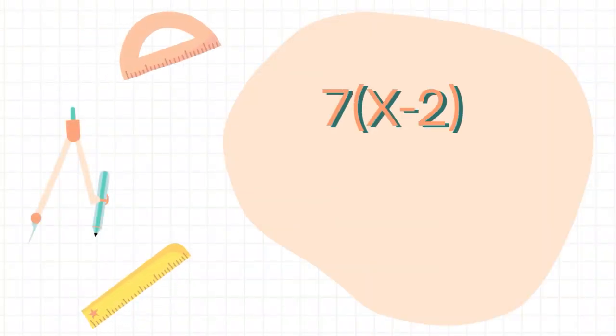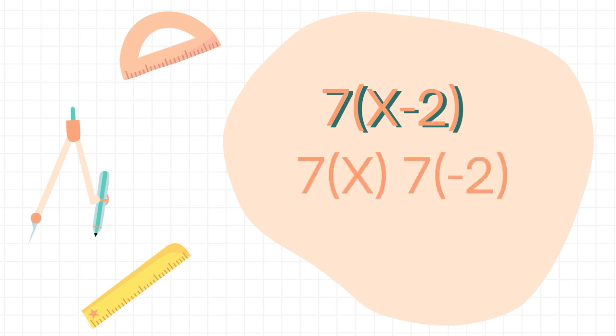In this last example for distributive property, we have the number 7 on the outside and then x minus 2 on the inside. 7 times x and 7 times negative 2. When you multiply them out, 7 times x is 7x. 7 times a negative 2 is a negative 14. 7x minus 14 is our simplified algebraic expression.